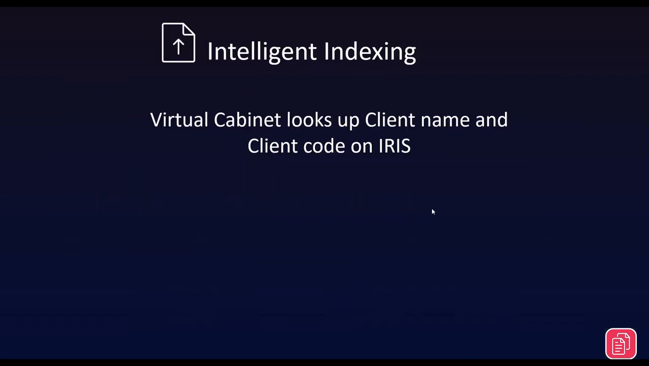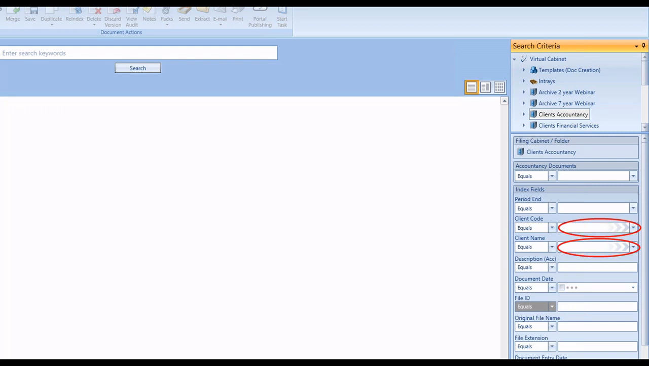The first bit is relatively easy. It's called intelligent indexing. You probably all know how to use it, but none of you know it's called intelligent indexing, and I'll show you on this slide. If you see those chevrons as you type in the client names, if you start to type in Ken Byrne, by the time you get to KEN, Virtual Cabinet looks up IRIS and pulls back the client name and the client code as well, and that's the intelligent indexing.